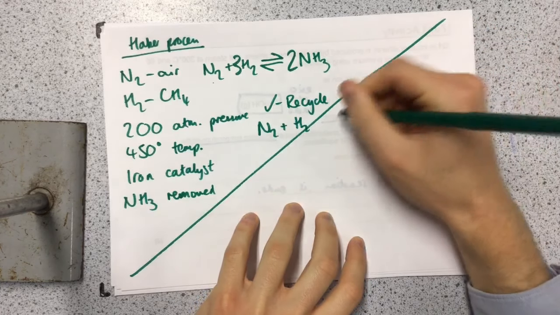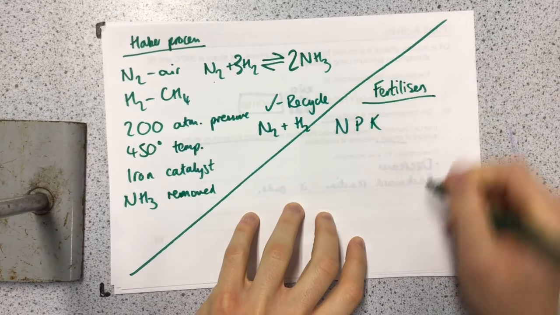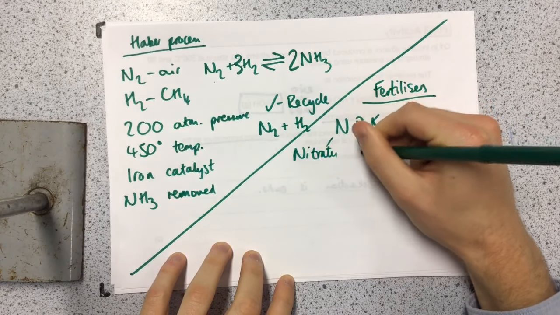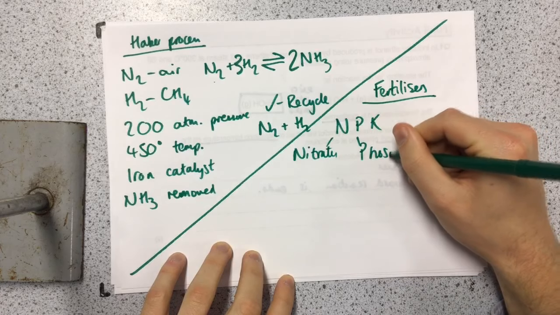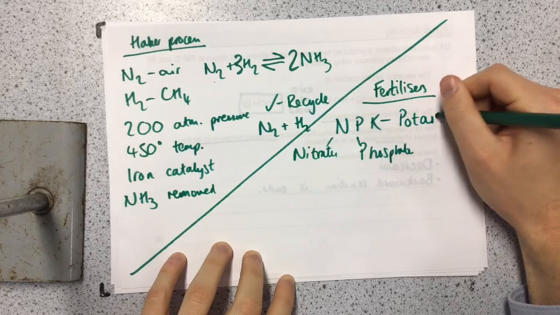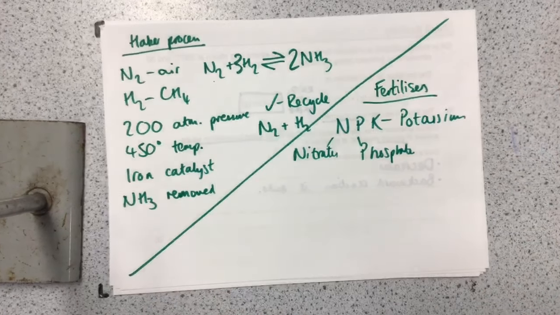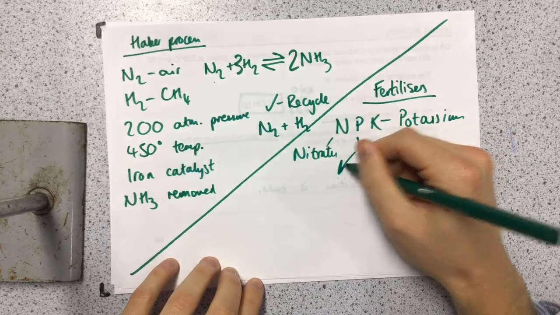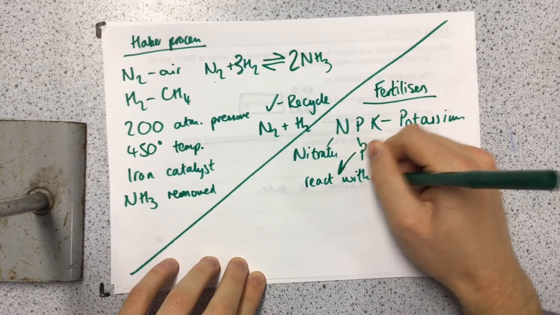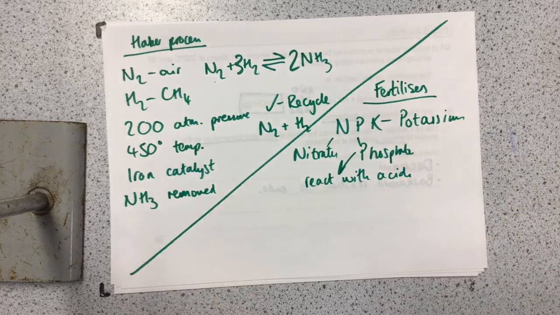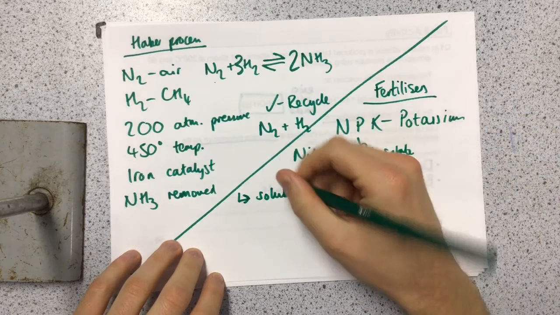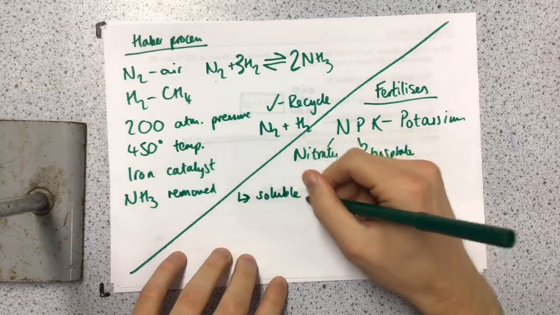Fertilizers then. You just need to know about NPK fertilizers. So you've got nitrates, phosphates, and potassium ions. The phosphate ones are of interest really. They react with acids, and what you can then produce are some soluble compounds, because phosphates on their own are generally insoluble.